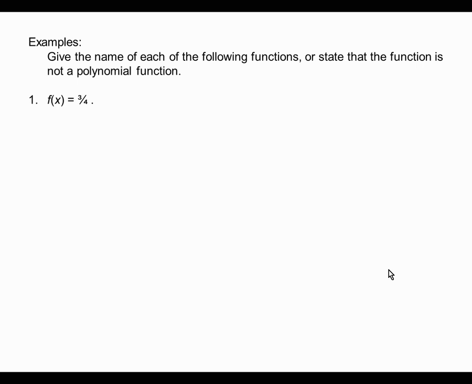Here's our first one. I have f of x equals 3/4. Okay, it's a number. Okay, f of x equals a number. Remember, those are constant or constant valued. So our solution, it's a constant. Okay. Remember, f of x equals a number is always a constant. The degree would be 0.